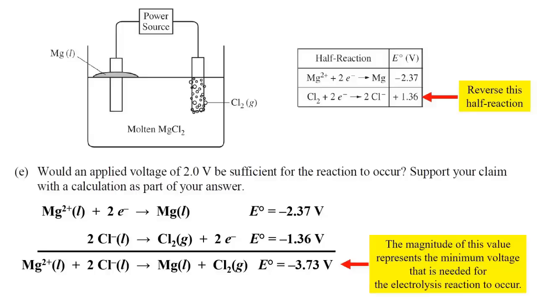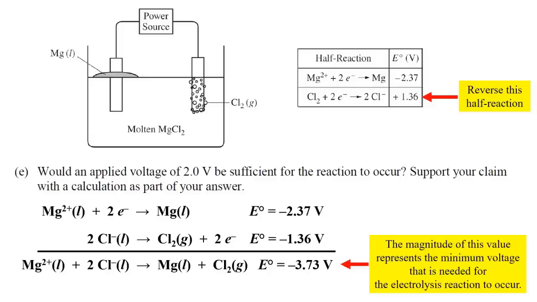So the magnitude of this value, that 3.73, represents the minimum voltage that is needed for this electrolysis reaction to occur. Let's go ahead and read the question one more time. Would an applied voltage of 2.0 volts be sufficient for the reaction to occur? Support your claim with a calculation as part of your answer.